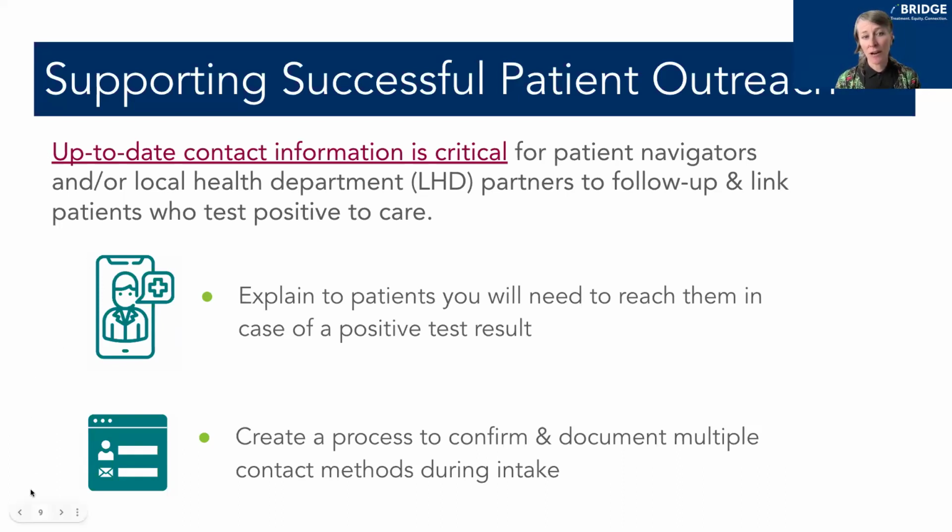Next, create a process to confirm and document these multiple contact methods. So address, email, phone, a place to leave a message. This might be both at registration and during intake. Perhaps you highlight it in your ED signage. It can be reiterated by the person offering opt-out testing. The important part is that you have a process and that you follow it.